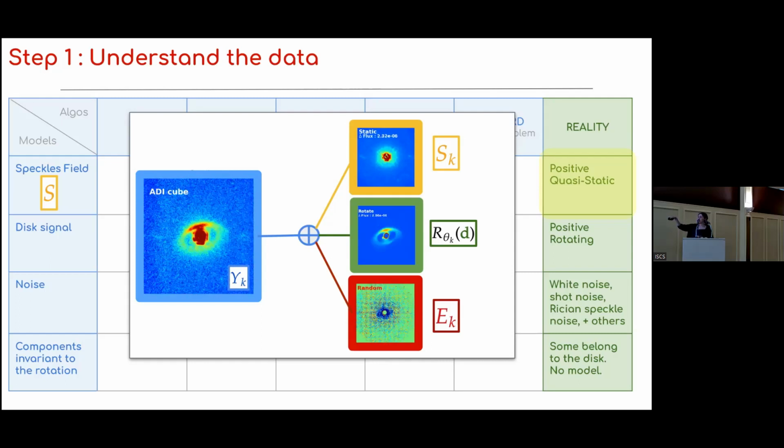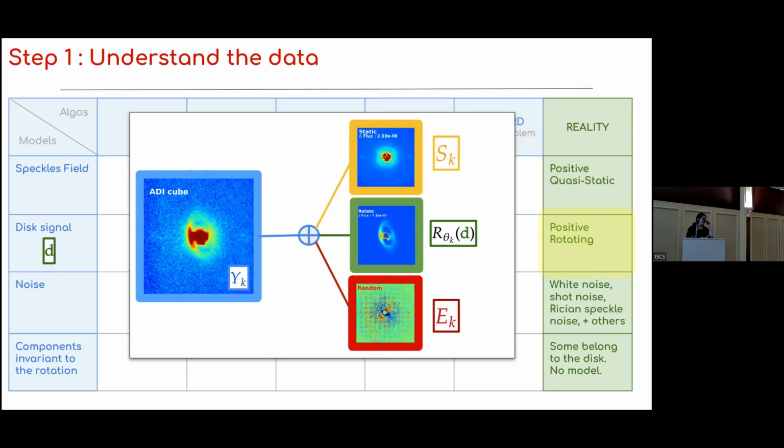So we know that the speckle field has a quasi-static behavior. So it's not really going to be static. It's going to have some kind of stochastic behavior, but we know that it's going to be highly correlated from one frame to another. The rotating signal, so disks and planets, will look like dots, and it's going to be positive.